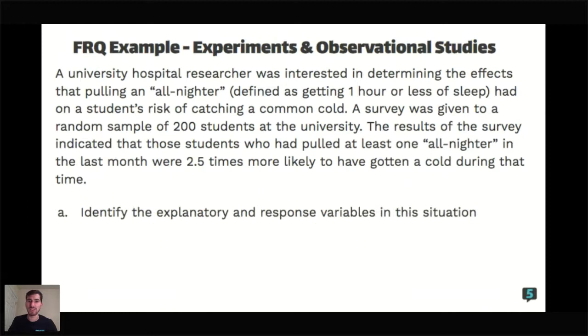And sometimes we're just asked explicitly to identify the explanatory and response variables in this situation. So I'll give you some time to think about it before I reveal answers, and I'll talk about the different scoring criteria that get used here. So take about 15 seconds to think about it. Maybe reread the situation, figure out which is explanatory, which is response.